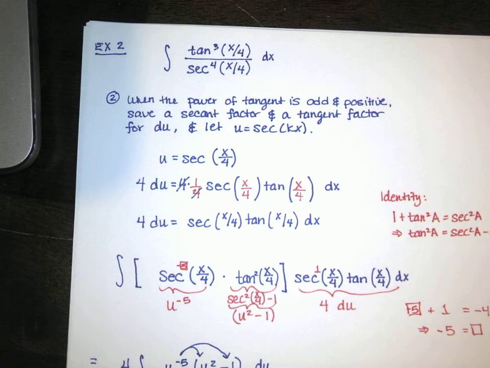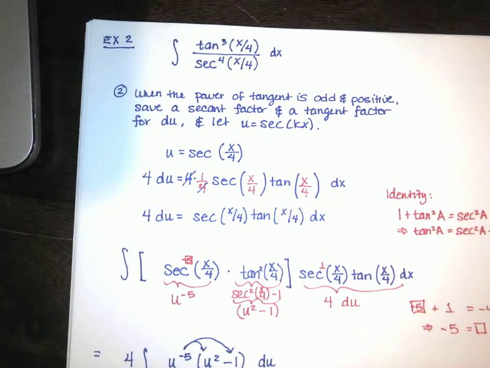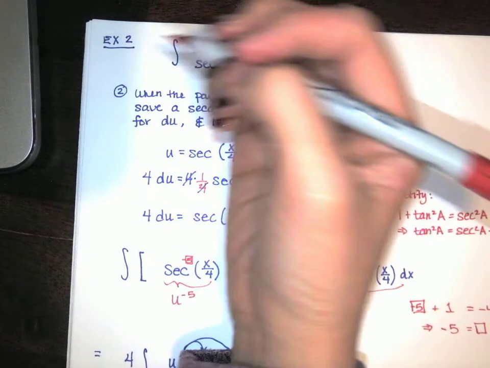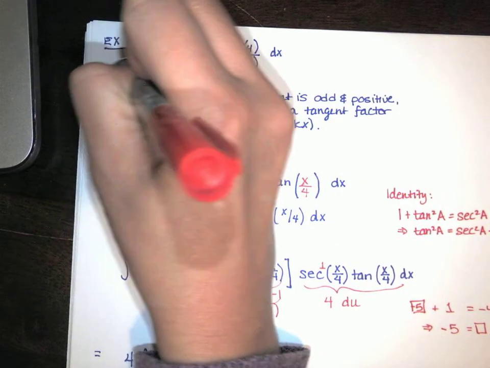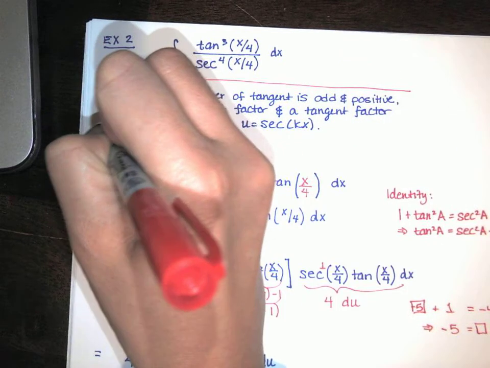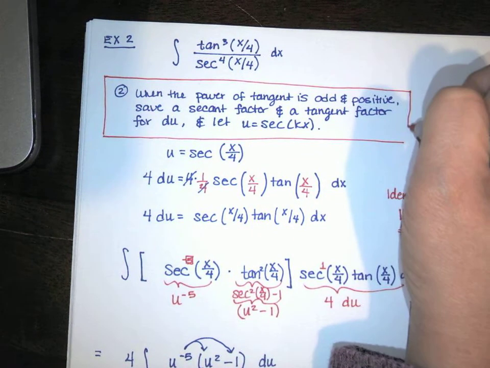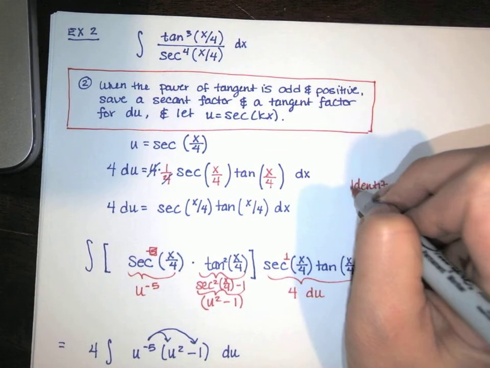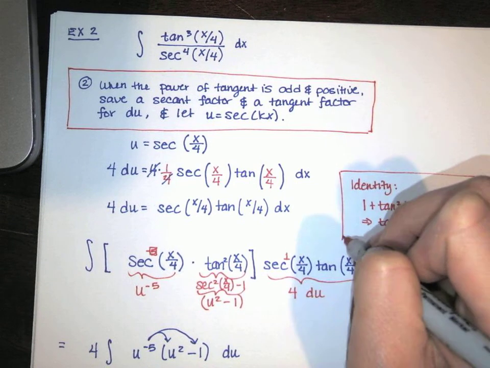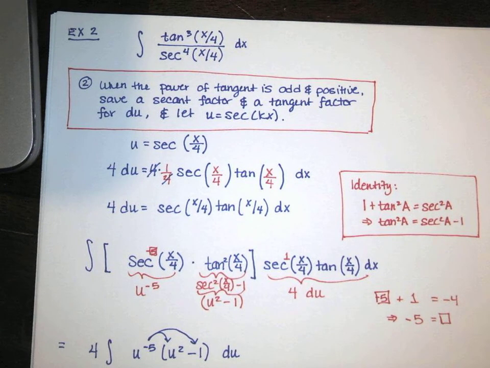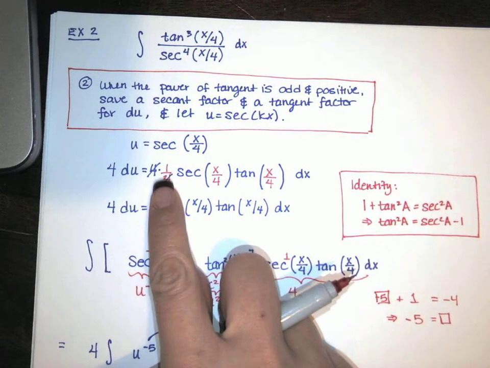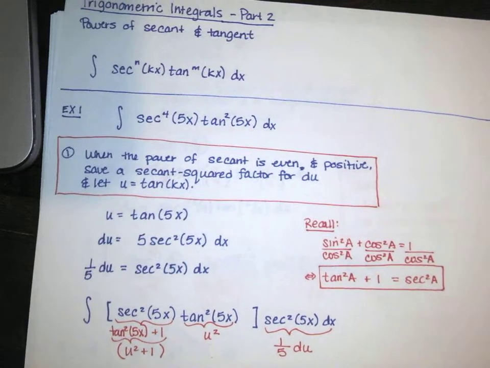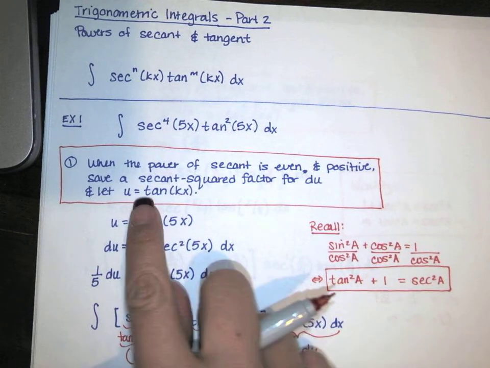But this guideline will work anytime the power of tangent is odd and positive. Now there are going to be some cases where more than one guideline will work. That just means you're going to get equivalent forms of the same answer. So this is what we do, and this is the identity that we use while we solve the problem. All right, so if the power of tangent is odd and positive, let u equal secant. And if the power of secant is even and positive, let u equal tangent.